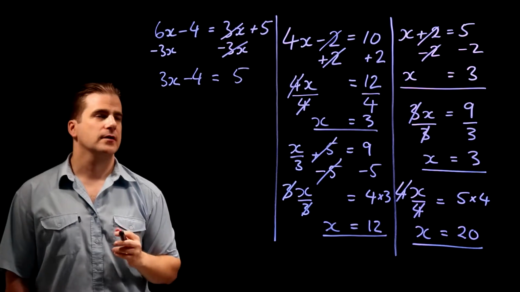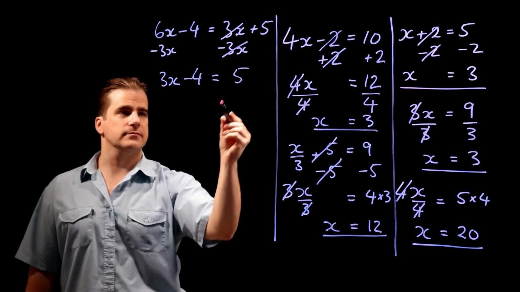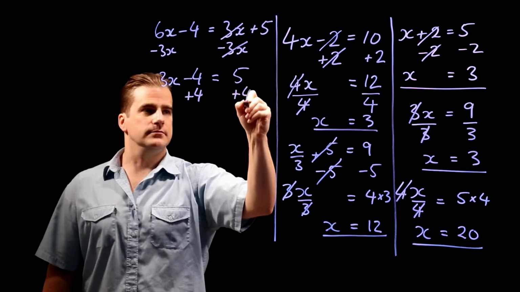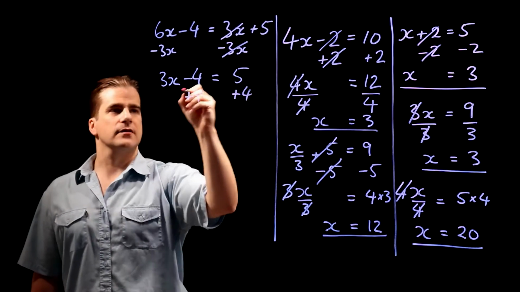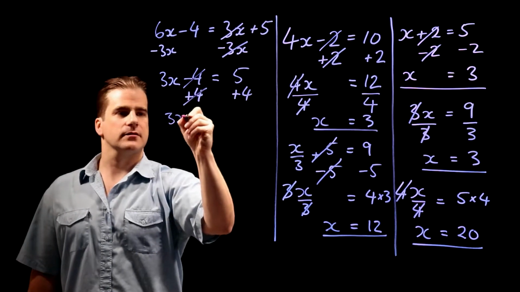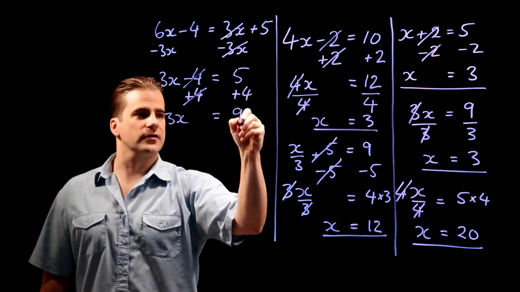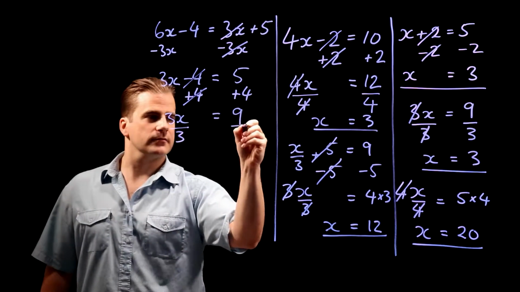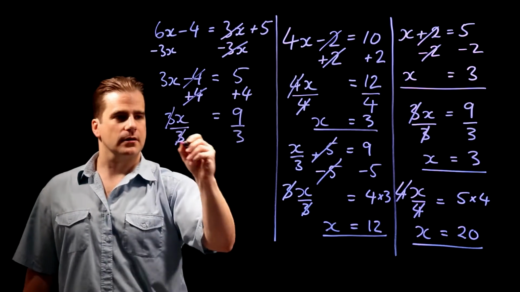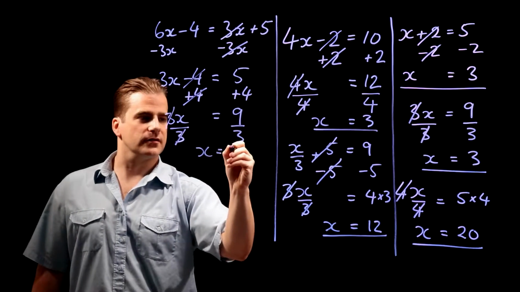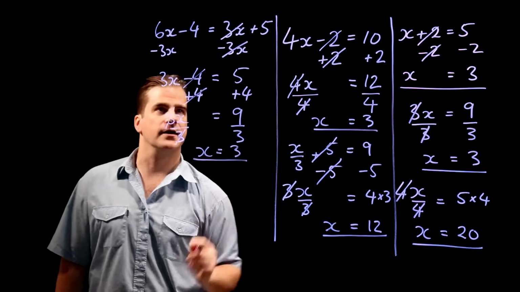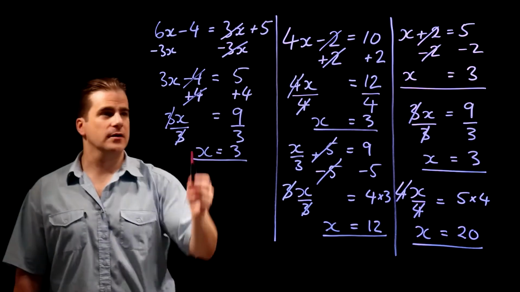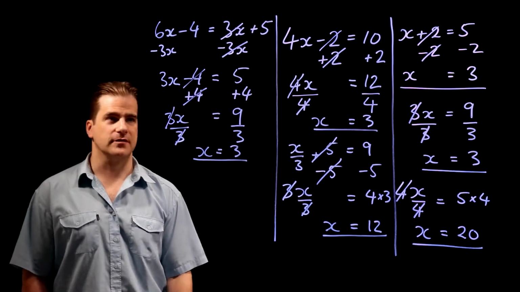Okay, right, let's get the 4 over here. So we do that by adding 4. Let's do the opposite to both sides. So 3x equals 5 plus 4 is 9. Nearly there. Divide both sides by 3. And we get x equals 3. There you go. It might look a lot more intimidating than something like x plus 2 is 5, but it's exactly the same stuff. No problems.